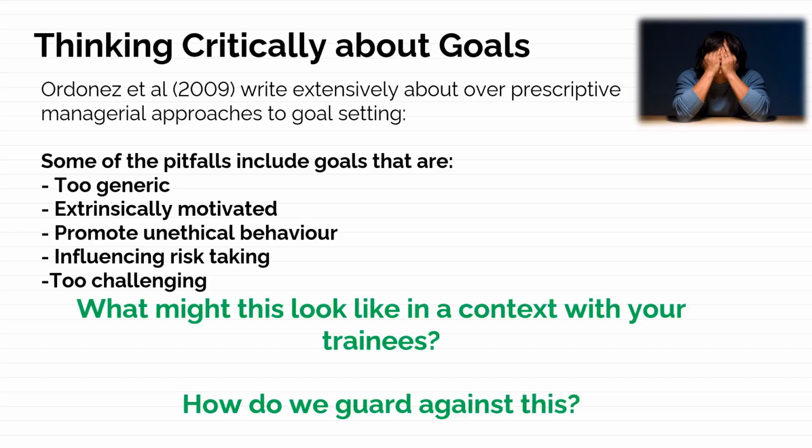We need to think about what this might look like in a context with trainees. If we pick one whole learn how to statement from the ITT ECF and set that as a goal, that's not specific, it's not granular, it's not breaking learning steps down, and it could risk some of these behaviours. So how might we guard against this?